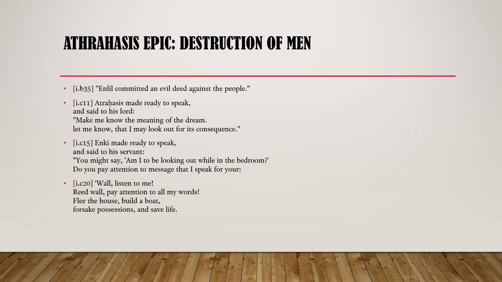Atrahasis made ready to speak, and he said to his Lord, "Make me know the meaning of the dream, that I may look out for its consequences." Enki made ready to speak and said to his servant, "You might say, am I to be looking out while in the bedroom? Do you pay attention to the message that I speak for you? Wall, listen to me. Wall, pay attention to all my words. Flee this house. Build a boat, forsake possessions, and save life."